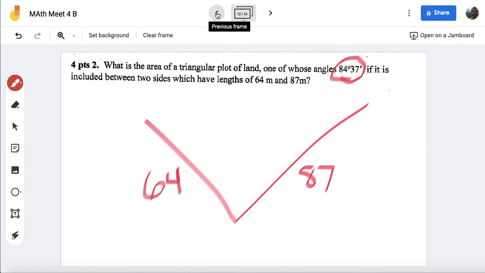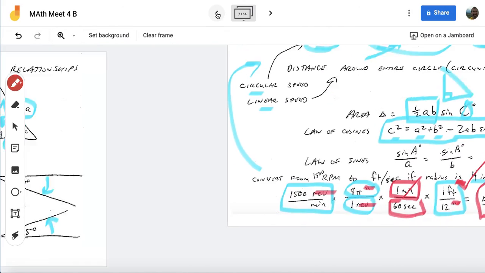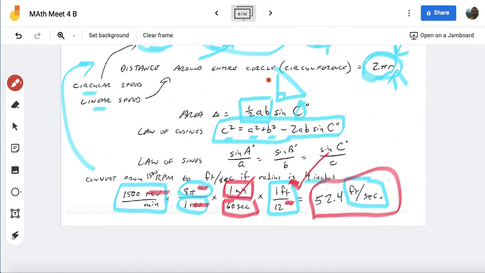You might say, what? Law of cosines. How far back do I have to go? Law of cosines right here. Actually, do they want the area? Oh, they wanted the area. Cool. Area is right underneath this. 1/2 AB sine C.